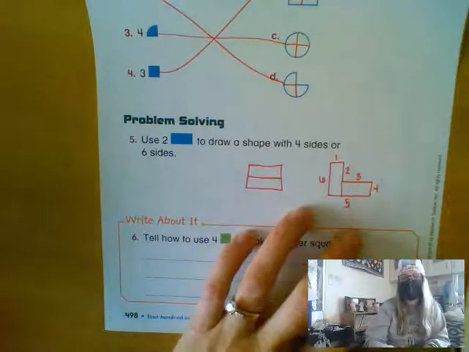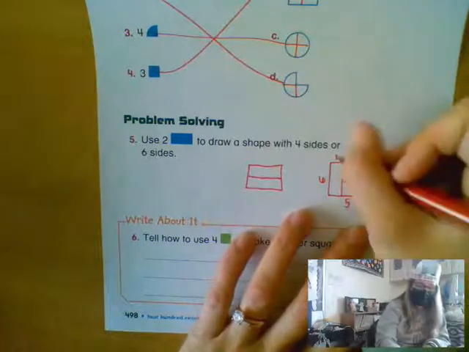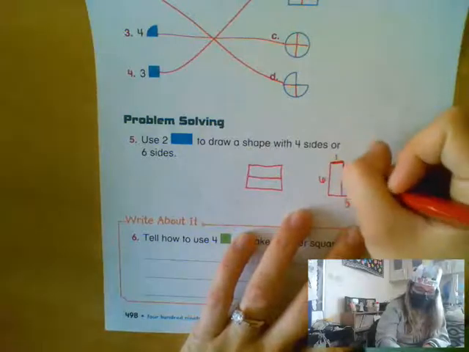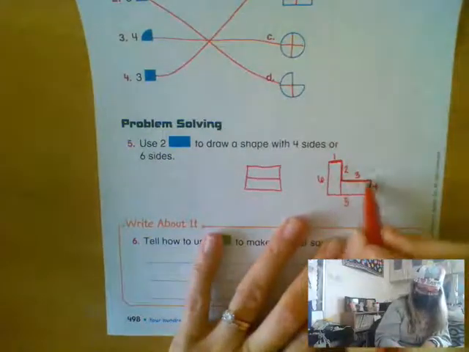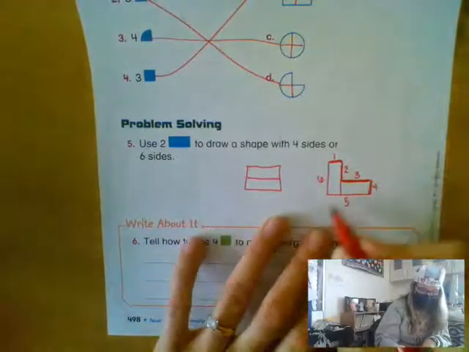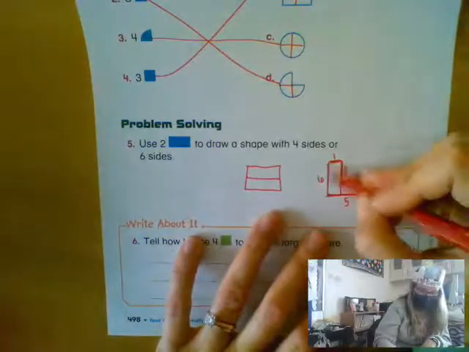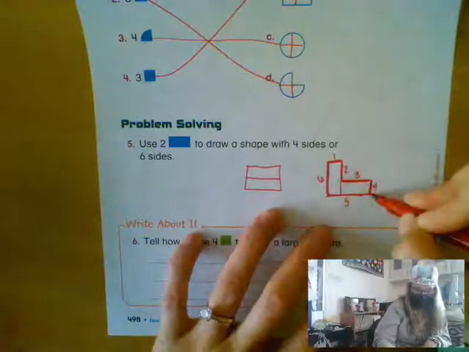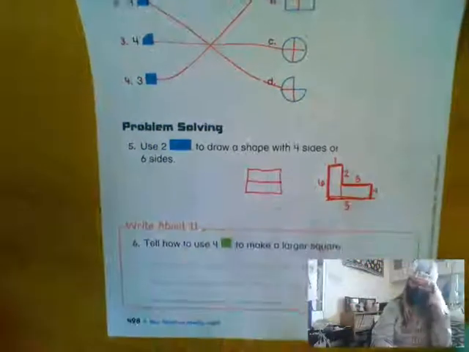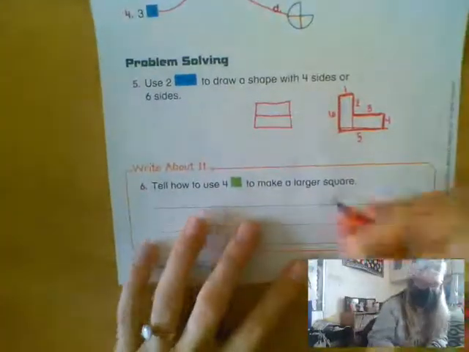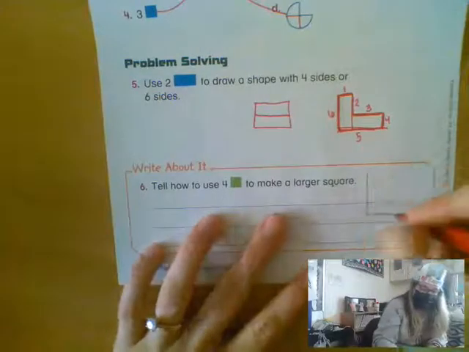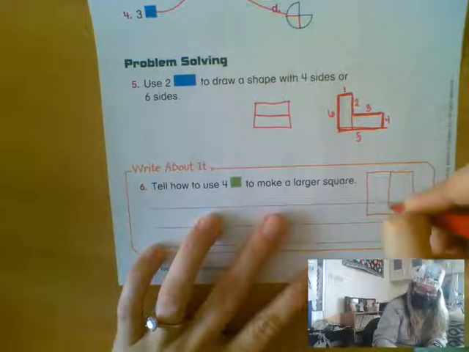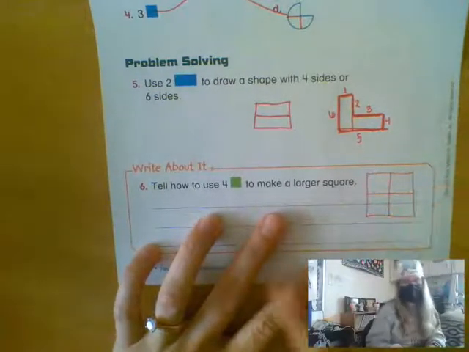How is it 6? We're making an L. 6 sides. Here's a side, here's a side, here's a side, here's a side, here's a side, and here's a side. 6 sides, right? Yep. All right, how could we use 4 squares to make a larger square? Well, that's easy. Draw a large square and then cut it, split, splat.